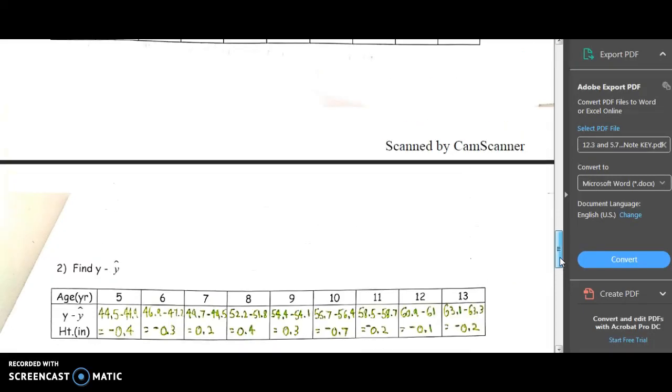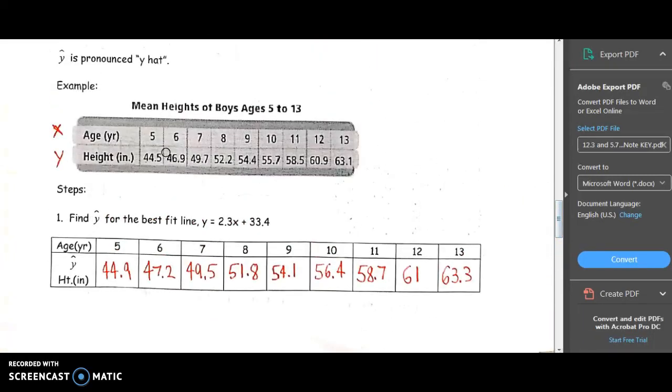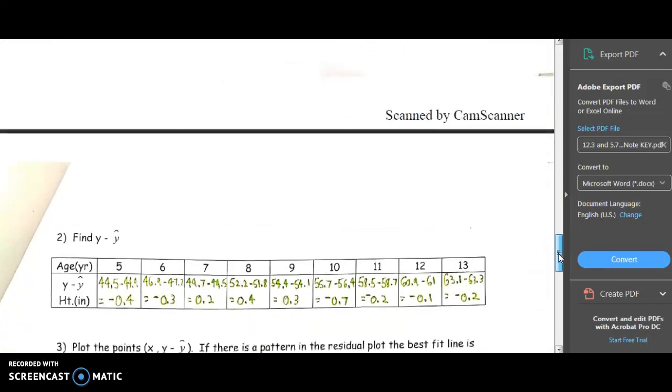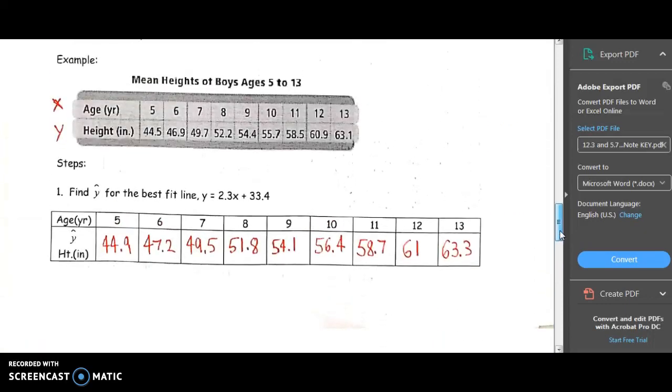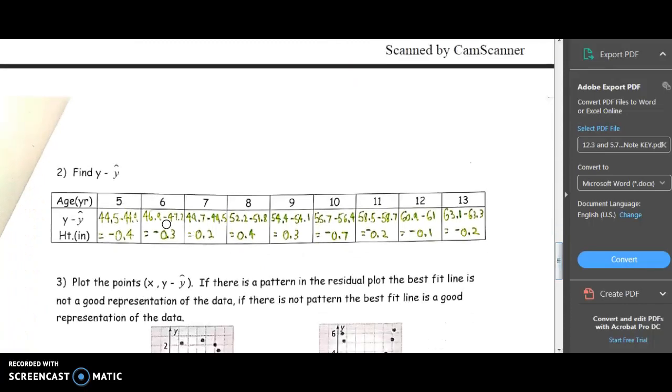So going back up for our first example, if I'm looking at a 5-year-old boy, the actual value from our table is that they were 44.5 inches. Our prediction from our equation gave us 44.9 inches. So we just got to find that difference for each age. Take our actual value, subtract the prediction, and that gives you a negative residual of negative 0.4. If I try that again for age 6, for example, the actual height was 46.9. Our prediction was 47.2. So if I subtract those two, 46.9 minus 47.2, we have another negative residual.